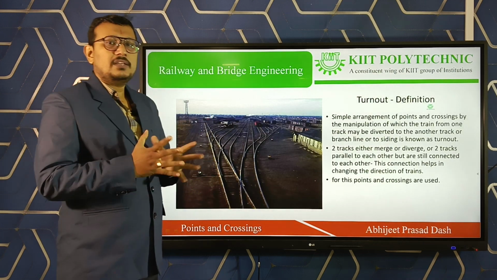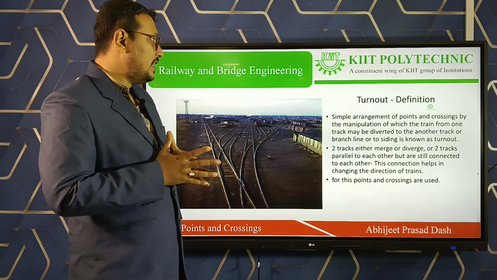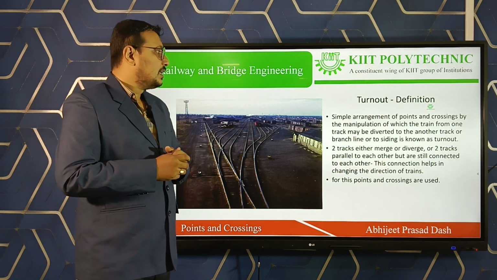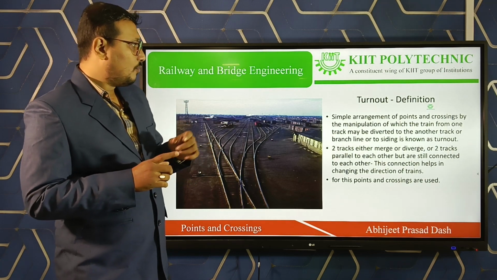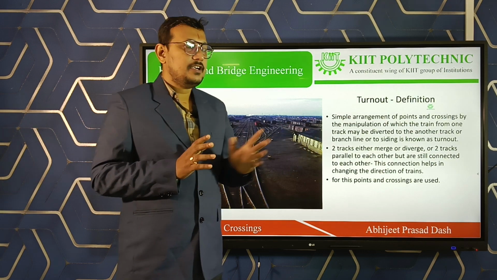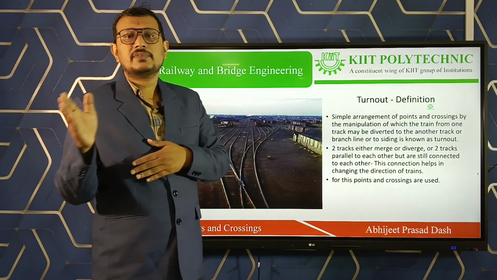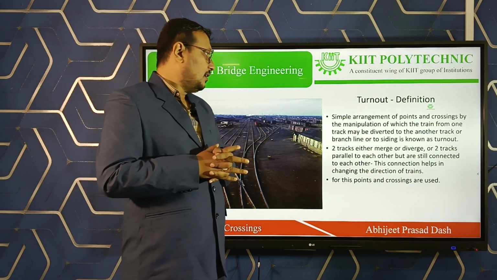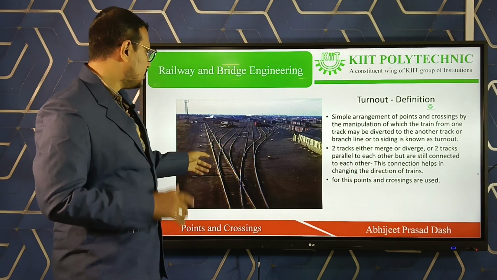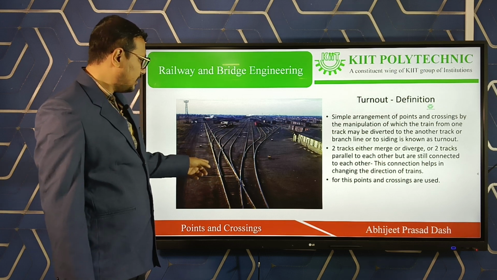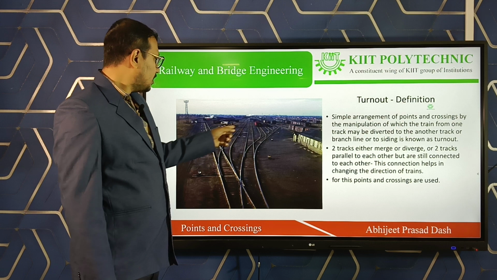Okay. Now, what is the definition of turnout? A turnout is a simple arrangement of points and crossings by the manipulation of which the train from one track may be diverted to another track, or from a branch to a side track. Two tracks, as you can see in this figure here. This is your main branch and all turnouts are towards the right.